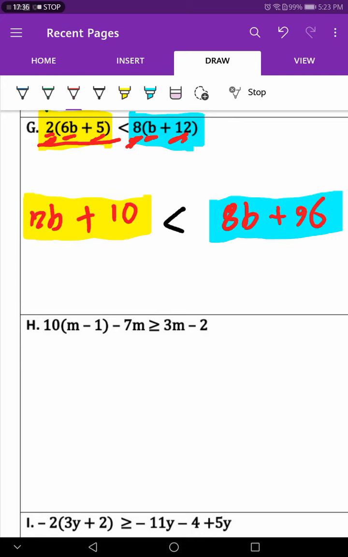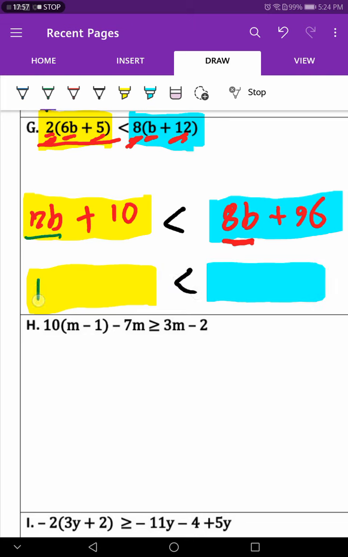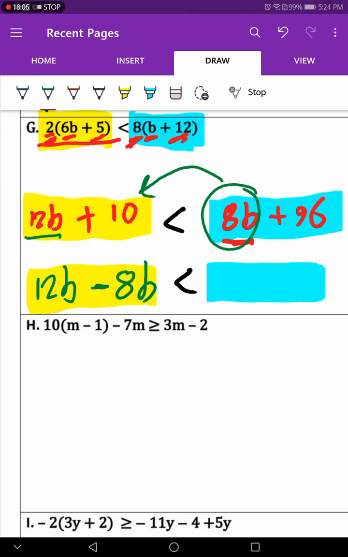Okay, my dear student. Now I will throw the 8b here and throw the 10 here, and switch the sign. Be careful, my boys. This is the left and this is the right. From before I have this guy on the left side, and I will bring this here, so it will be negative 8b. And from before I have 96 here, and I will bring this guy, it will be negative 10. Are you happy now?